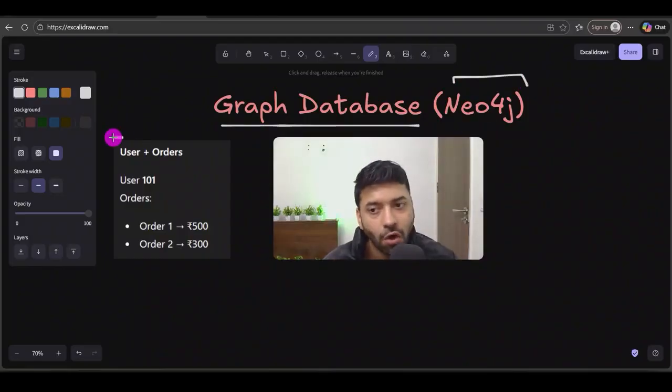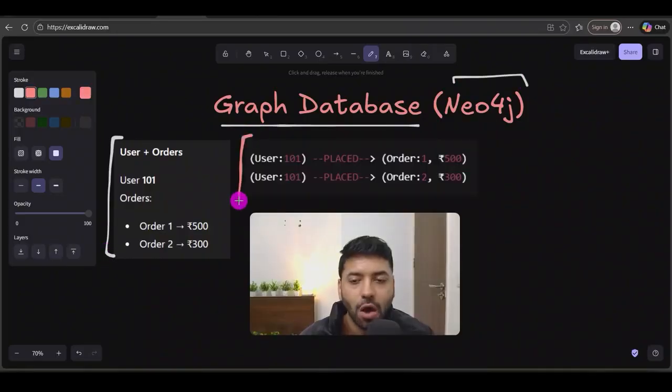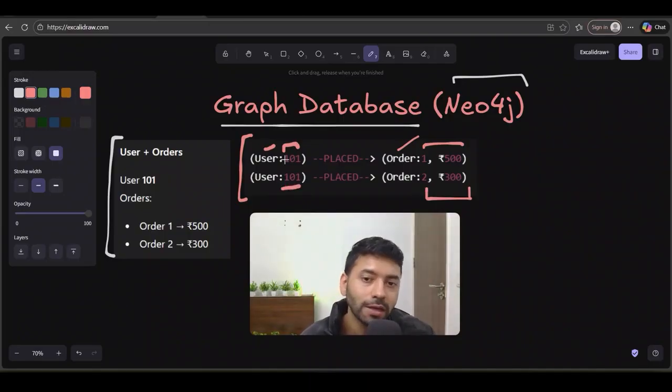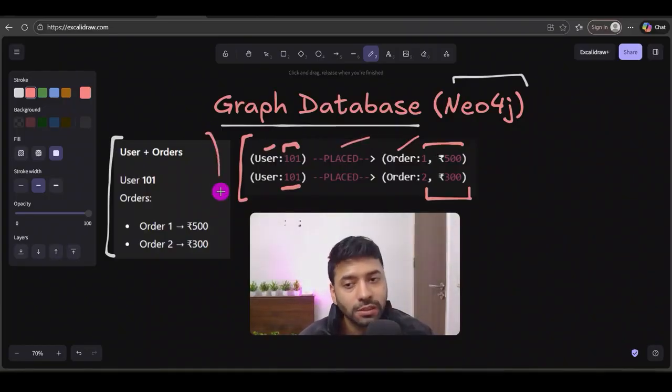Okay, now let's see how we will store this data. So this is how the data is stored. User is the node, orders is the node, as both nodes and edges can have properties. So here user has this property 101, and corresponding to order we have this 1 and the amount 500. Similarly, in the second one user is 101 only, order is 2 and 300. These are the properties. So these are the nodes, and the edge or the relationship is placed. So user placed order. Okay, so this data is stored in this way in a graph database.